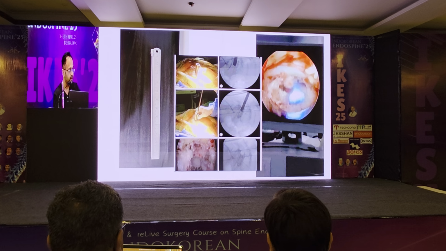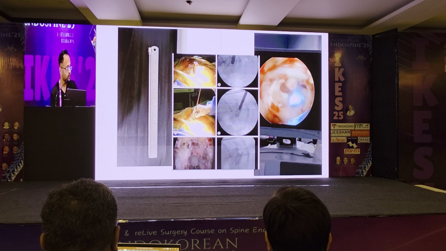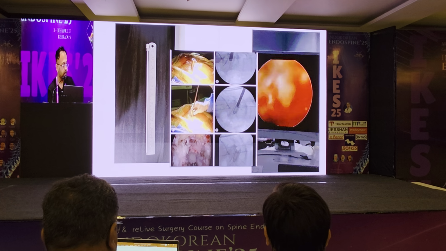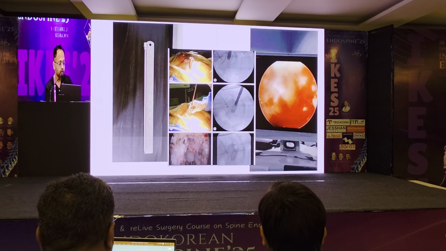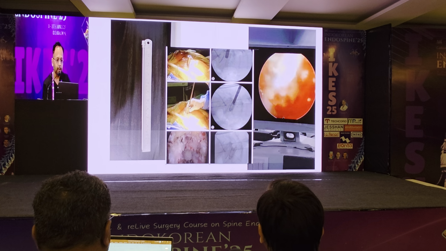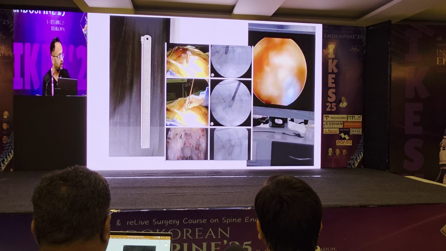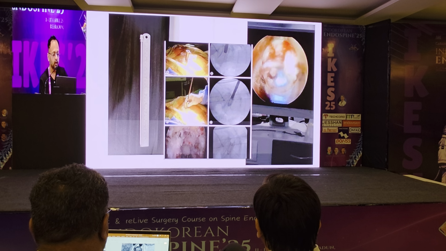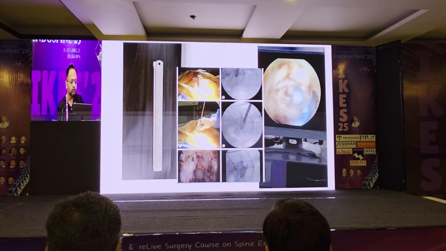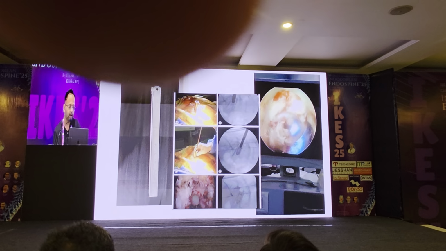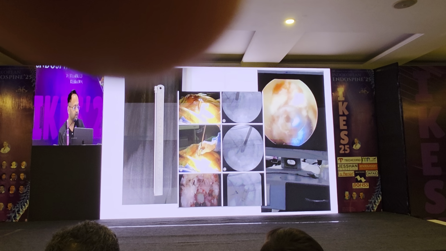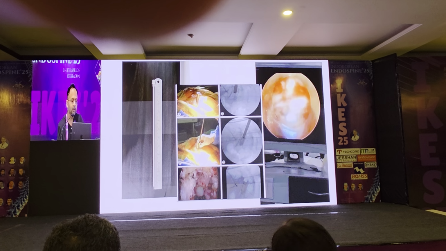You can see the traversing root. You can see the fat of the exiting nerve root. So this is the typical Kambin's triangle fusion with over-the-top decompression. This is a recurrence case. The patient had two recurrences, so we have fused the end plates. So both bilateral decompression and Kambin's decompression with TLIF are very much possible with this technique.